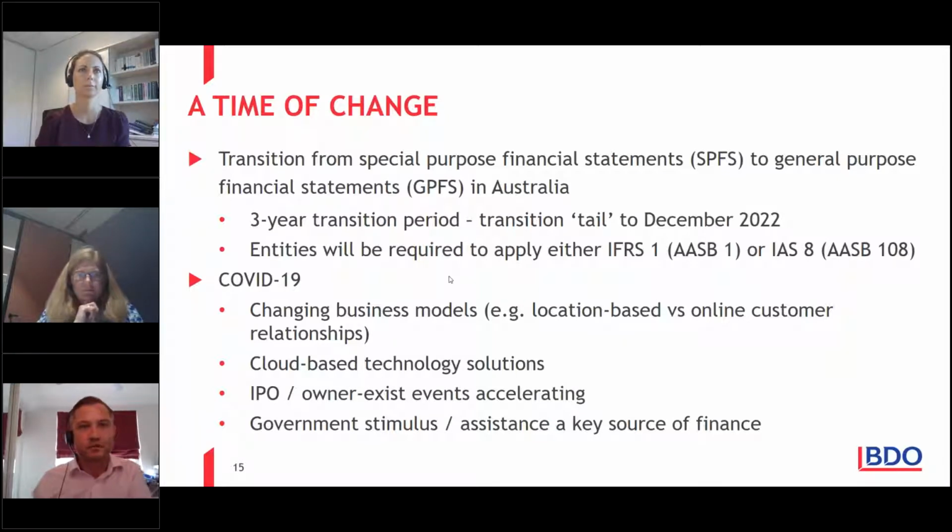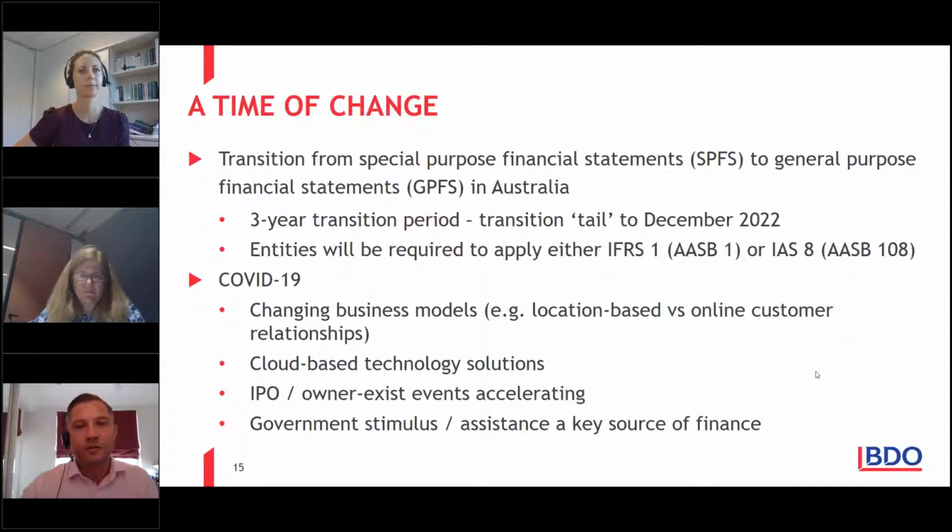So it's important for you to think, do I want to go early and get this done? But it is becoming clear that moving from special purpose to general purpose, even if you're doing all recognition and measurement under special purpose, which is in accordance with accounting standards, you're going to have to look at that and decide for yourself, am I actually complying with all recognition and measurement under special purpose? And then moving on to general purpose.